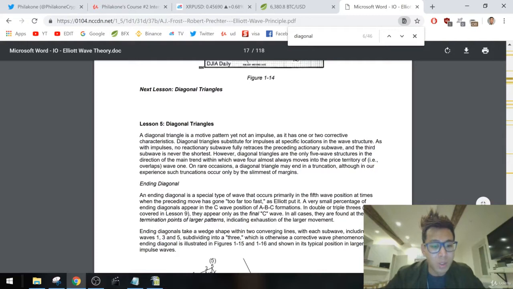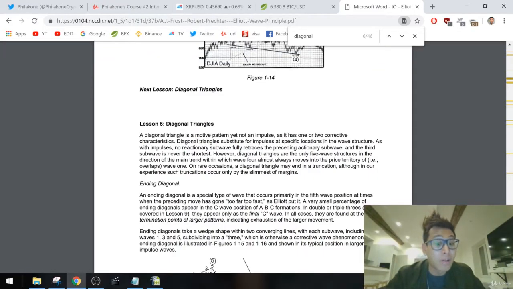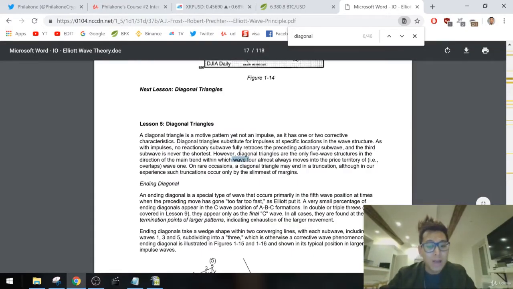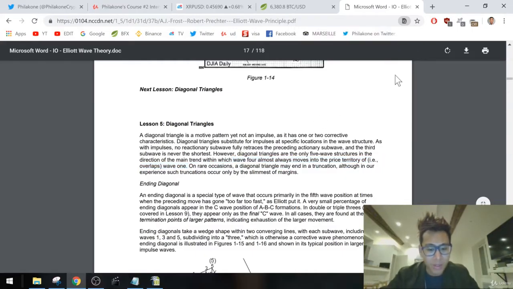As with impulses, no reactionary subwave fully retraces the preceding actionary wave, and the third wave is never the shortest. However, diagonal triangles are the only 5-wave structures in the direction of the main trend in which wave 4 almost always moves into the territory of wave 1. Okay? Does that make sense, guys? Now let's talk about what that means.